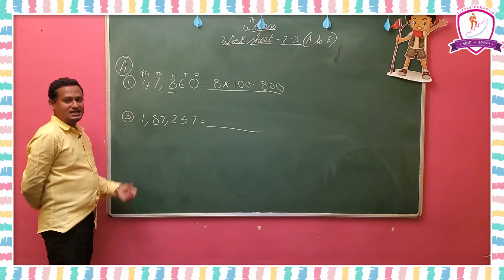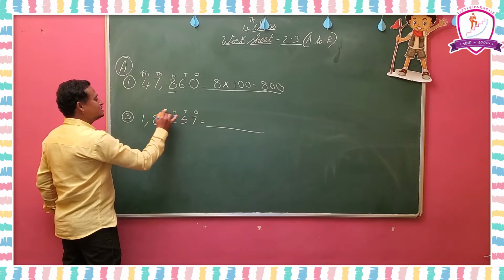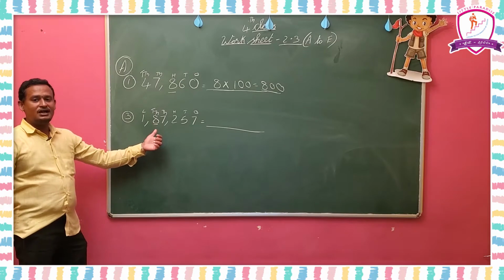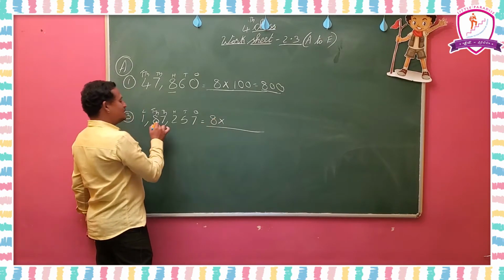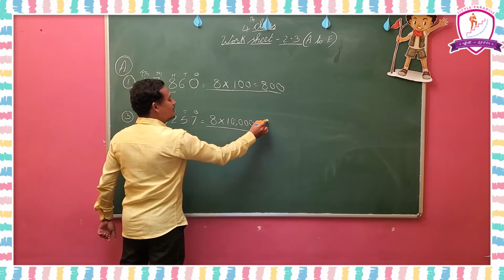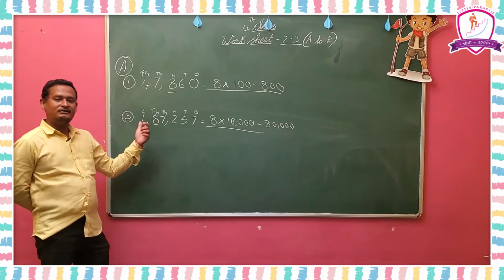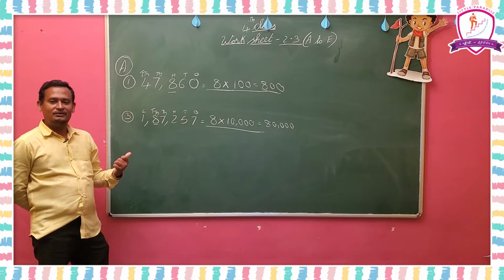Now coming to the third one. Here also you have to write the places: ones, tens, hundreds, thousands, 10,000s, lakhs. The place value of the 8 means that 8 should be multiplied with its place. What is the place of that 8? 10,000. So write the 10,000 there, and it will become 80,000. So 80,000 is the place value of that 8 in the third one. Like that you have to complete the 2nd and 4th also.